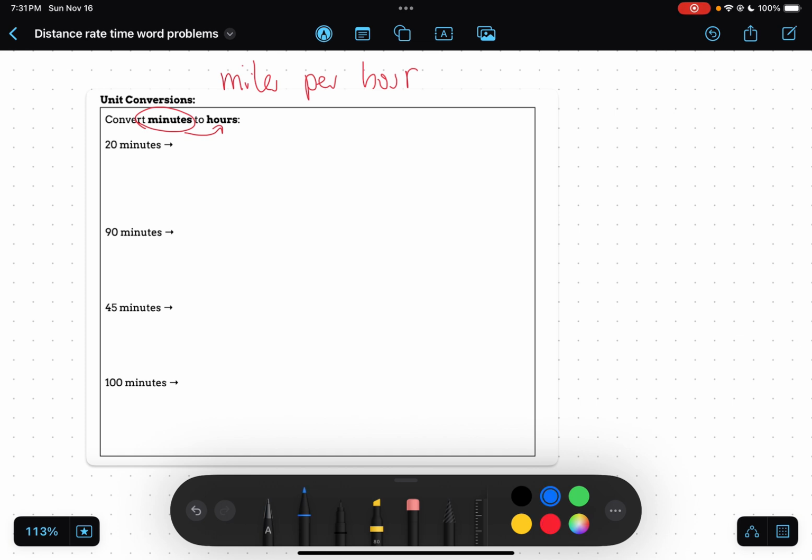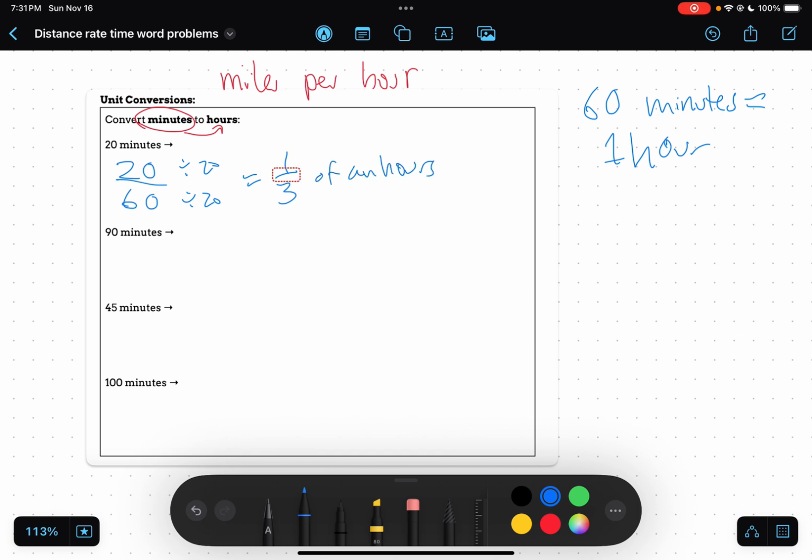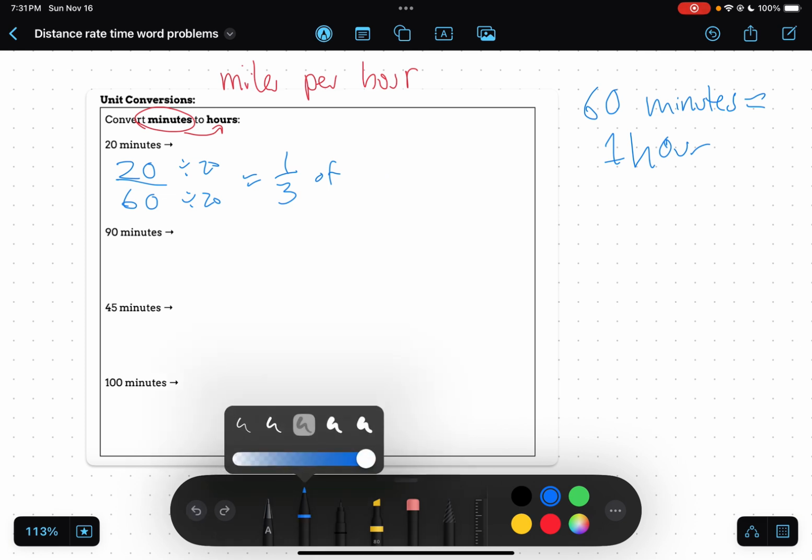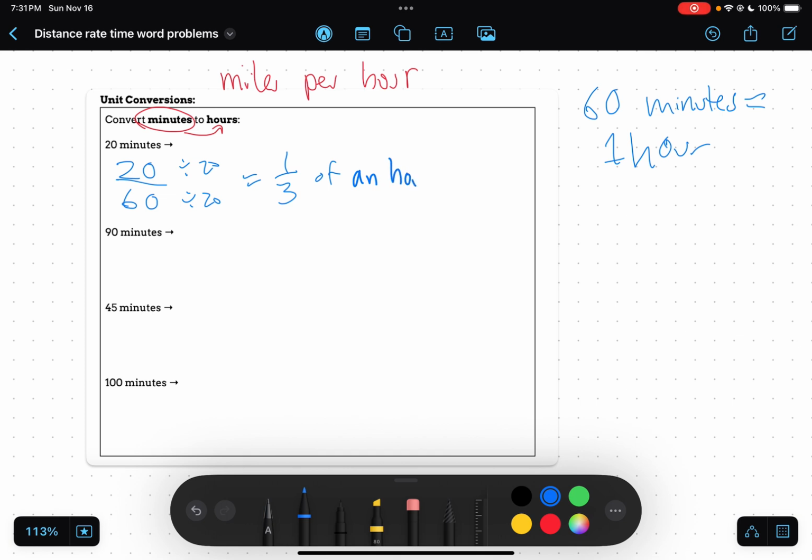So 20 minutes, the key thing obviously to remember is that 60 minutes is 1 hour. And so if I want to turn my minutes into hours, I'm just going to make them all a fraction out of 60, and then I can reduce that down to make it a fraction that's easier to work with. So 20 minutes out of 60, I can divide those both by 20. And so 20 minutes is 1/3 of an hour. Sorry, let me do my better handwriting for you guys. 1/3 of an hour.